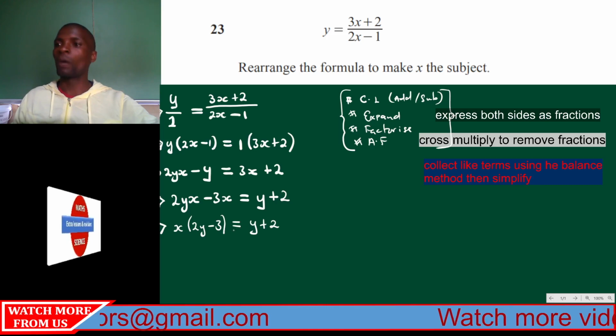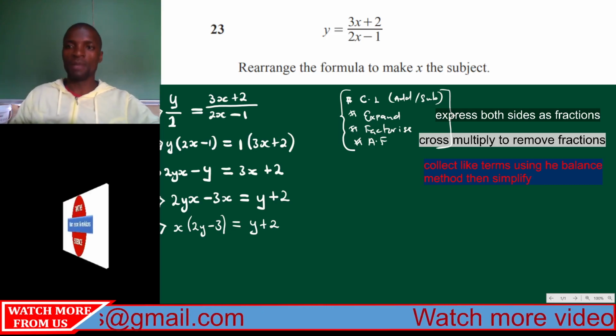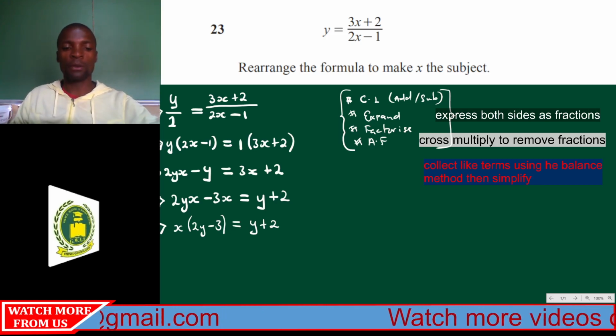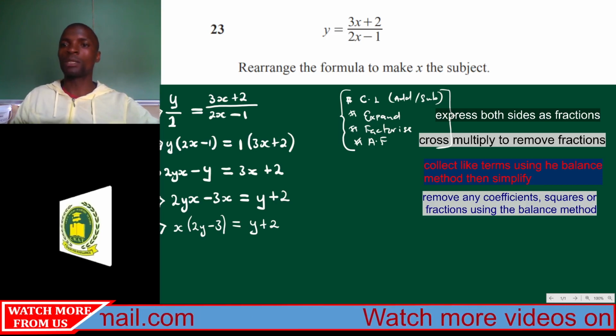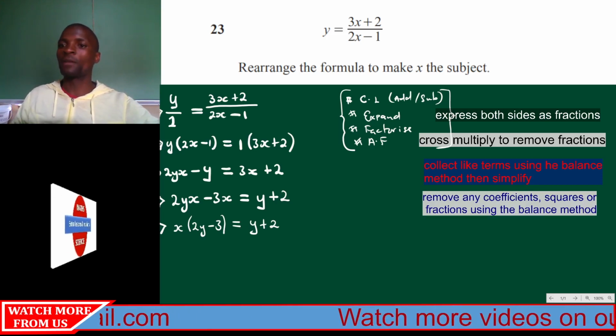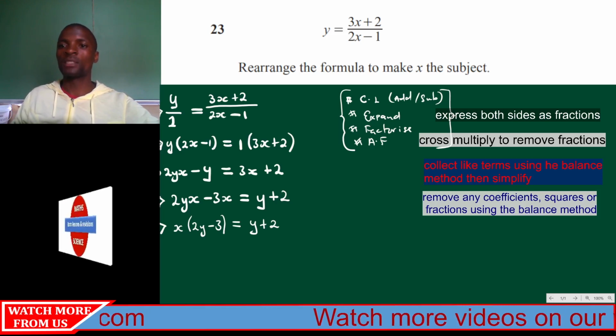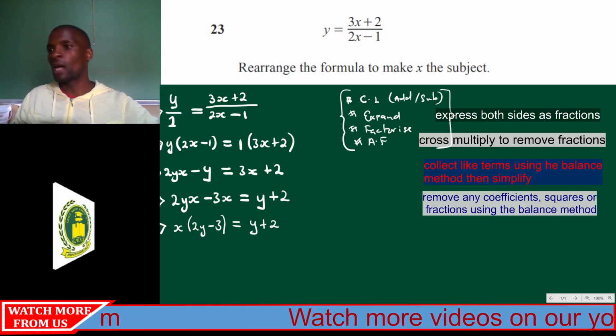After that, what am I going to do? Because I'm done with simplifying, that's when I'm going to apply the fourth method, or the fifth rule, which is saying remove any coefficients, squares, or fractions using the balance method. Let us see how do we do that.